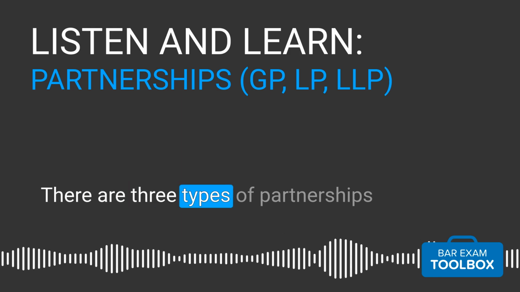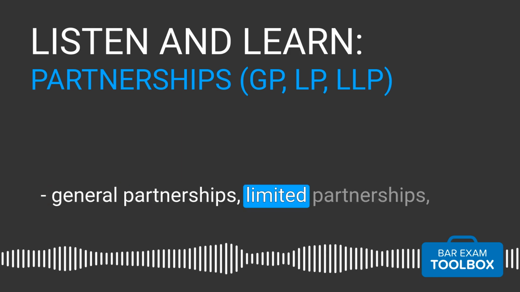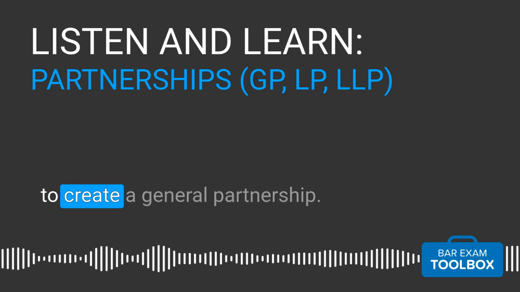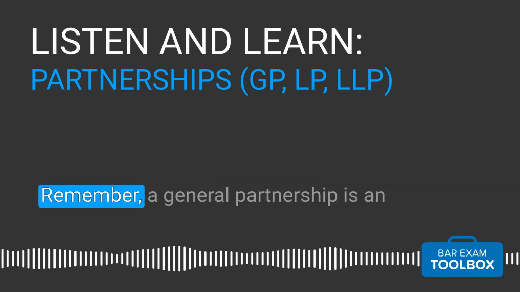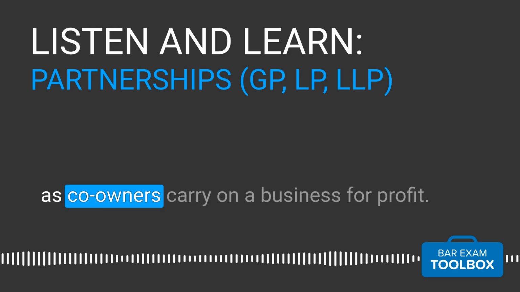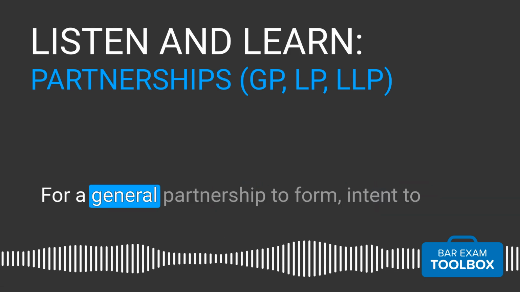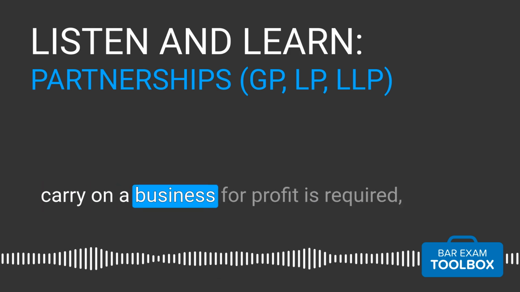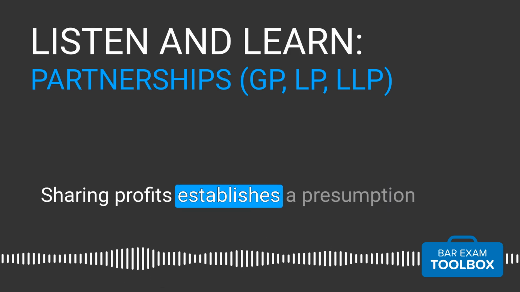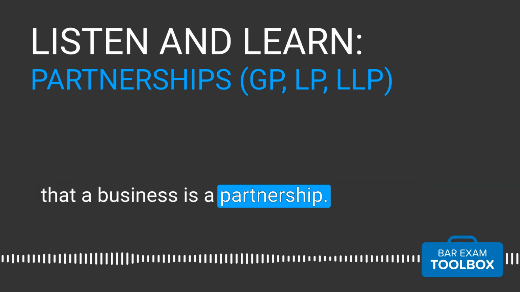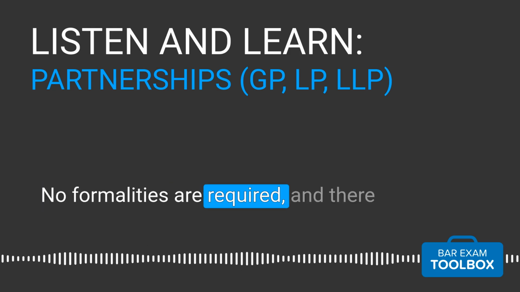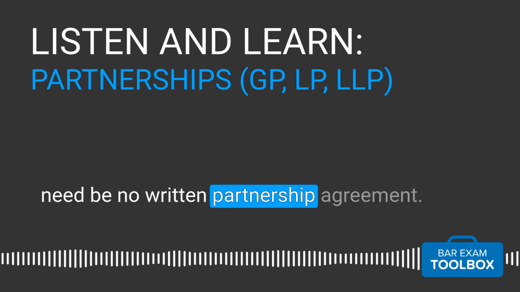There are 3 types of partnerships: general partnerships, limited partnerships, and limited liability partnerships. There are no formalities necessary to create a general partnership. Remember, a general partnership is an association of 2 or more persons who, as co-owners, carry on a business for profit. For a general partnership to form, intent to carry on a business for profit is required, but intent to form a partnership is not. Sharing profits establishes a presumption that a business is a partnership. Equal management rights further add to such presumption. No formalities are required, and there need be no written partnership agreement.